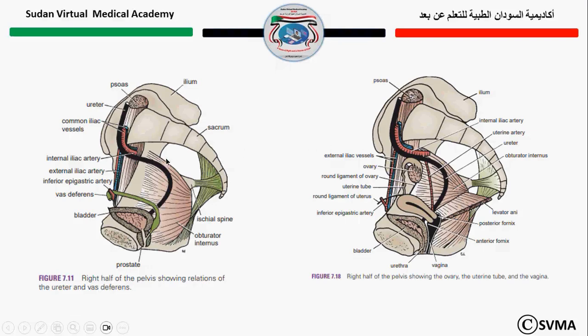It is the same in male and female up to here, but when it comes medially, the relations will be different here, because here it will be crossed by the vas deferens, but here it will be crossed by the uterine artery at the same area. So the course of the ureter is the same until just before it joins the bladder, because there are different structures. It will be crossed by the vas deferens before it joins the bladder, and it will be crossed by the uterine artery before it joins the urinary bladder.